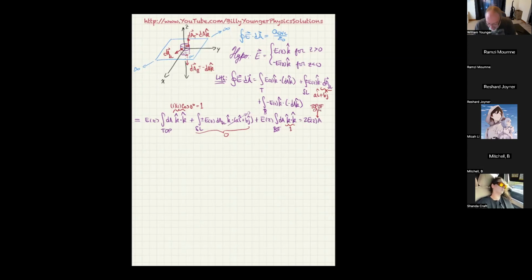Okay. And remember, the top of the can and the bottom of the can are identical. So me saying top of can covers both of them. So that's the left-hand side. Now the right-hand side is just Q enclosed over epsilon naught.